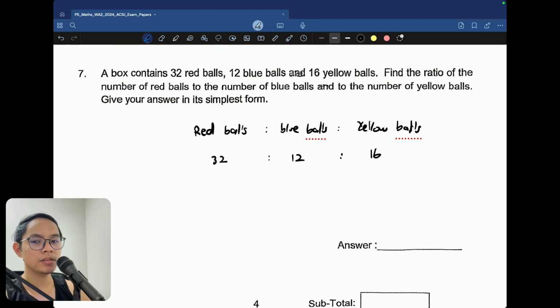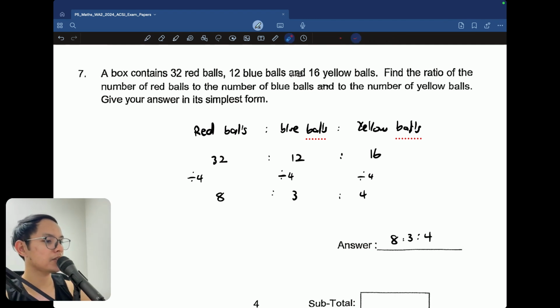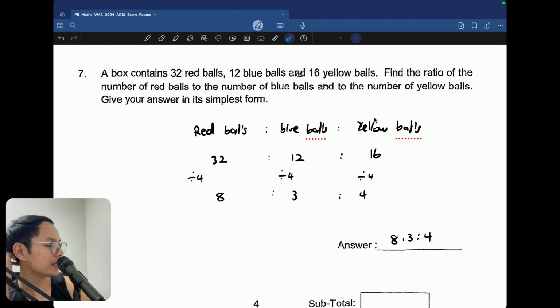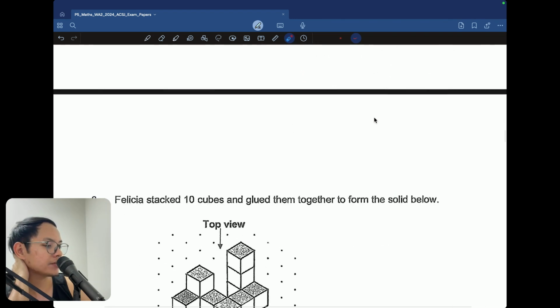So what is the common factor between them? All of them can be divided by, you guessed it, 4. So 32 divided by 4 is 8, 12 divided by 4 is 3, and 16 divided by 4 is 4. So the answer is 8 to 3 to 4. There you go. The question says simplest form, so we are making this into the simplest form by dividing by the common factor, which is 4. Let's move on.